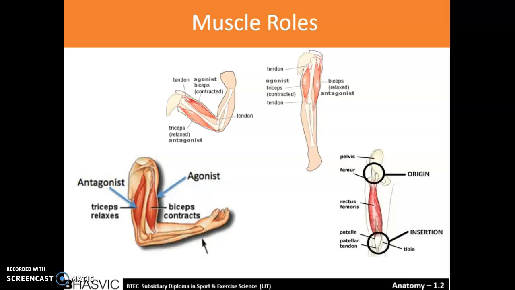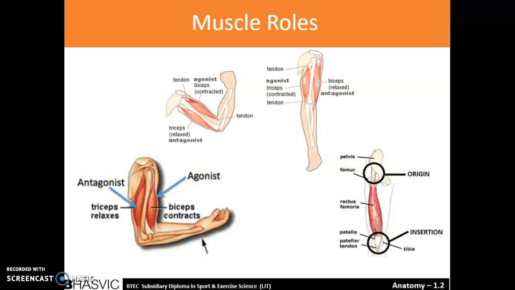The next major role is the antagonist. This creates resistance and prevents overshoot. Antagonist and agonist muscles tend to occur in pairs called antagonistic pairs. One muscle contracts as the other relaxes. An example of an antagonistic pair is the biceps and triceps. The triceps relaxes while the biceps contracts to lift the arm.